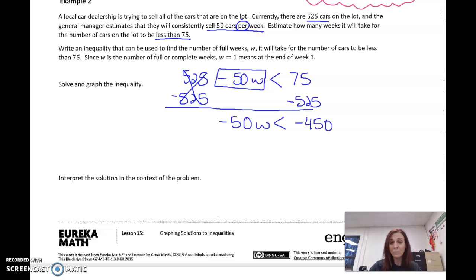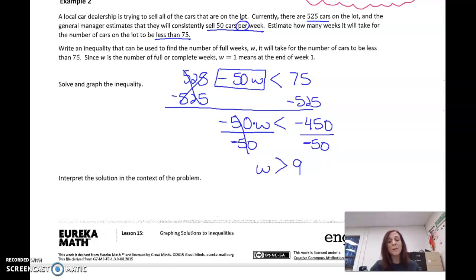Okay. Now we've solved for the W term. Now we've solved for W. This is multiplying. We undo that by dividing. So I'm going to divide both sides by a negative 50. Negative 50 divided by negative 50 is 1W. Negative 450 divided by negative 50. Negative divided by negative is positive. 450 divided by 50 is 9. The last thing I ask myself is, did I multiply or divide by a negative number? The answer is yes. I divided by a negative 50. Okay, since this is negative right here, then we're going to reverse the inequality.